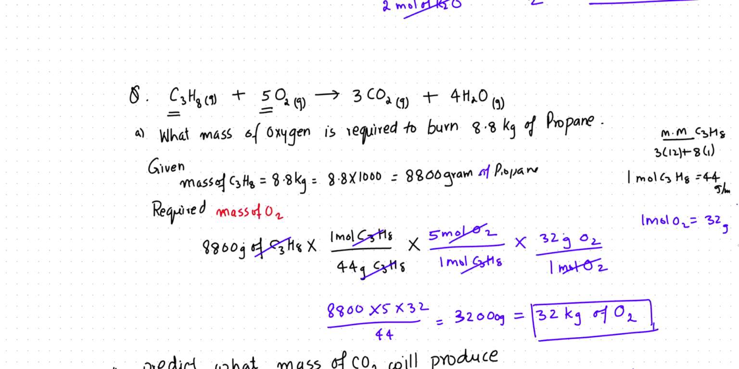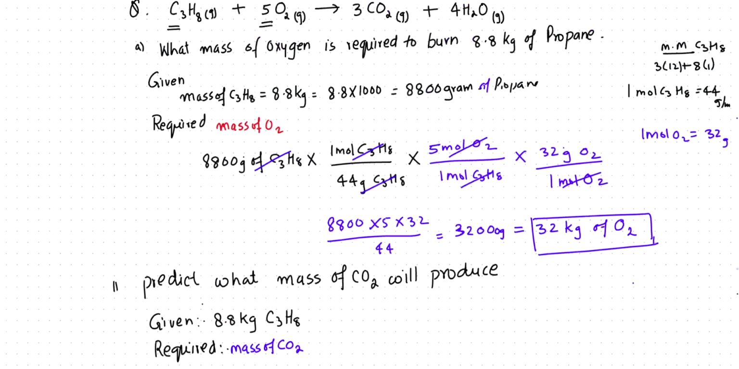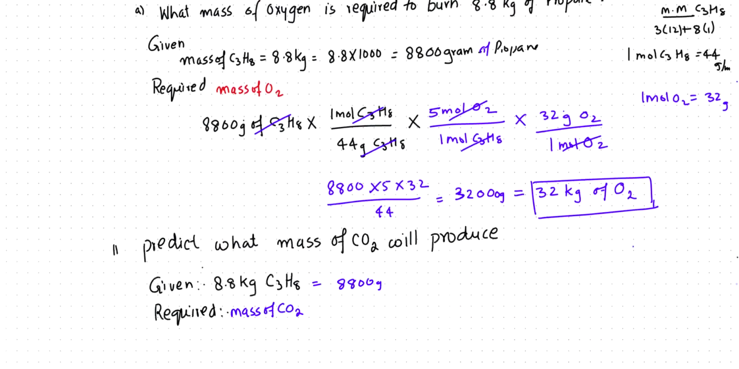Okay, next question. Predict what mass of CO2 will be produced. So the given amount is 8.8 kilograms, that comes to 8,800 grams. And they're asking what mass of CO2 is produced. So we have to find the mass of CO2. So the mole ratio is 3 moles of CO2 to 1 mole of propane. Okay, now we write the given amount. So 8,800 grams of propane. These grams we have to convert into moles. So we multiply by 1 mole.